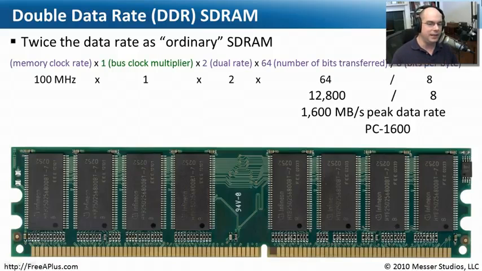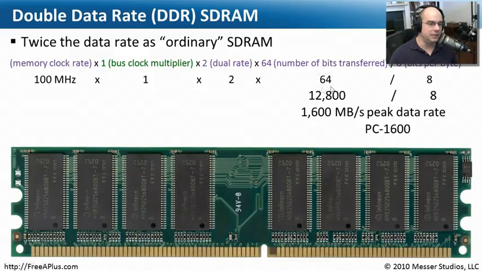To calculate the speeds of this, we're using a different set of nomenclature to describe it because there are many different ways to set up and use the memory in our system. We're not just using the clock rates now because we're essentially doubling the data rate every time we use this clock rate. Let's say we have a memory clock rate or bus clock rate of 100 megahertz. Here is the calculation: the memory clock rate times the bus clock multiplier. In the case of DDR, the multiplier is 1. It's a dual rate on this memory, so it's times 2.